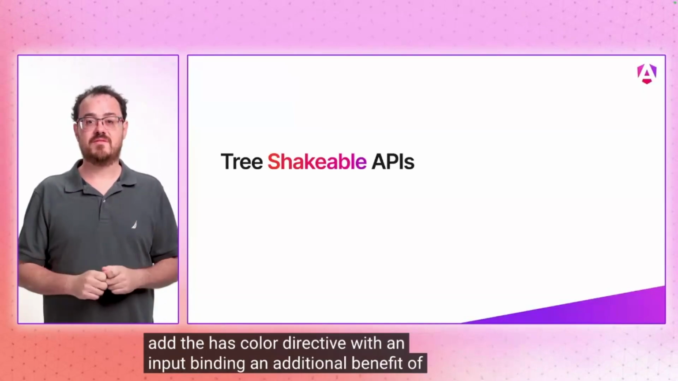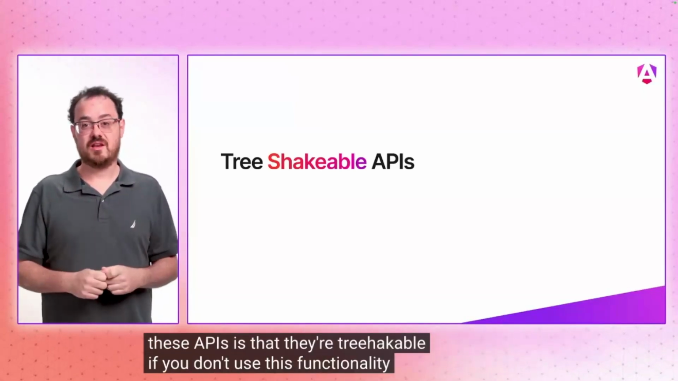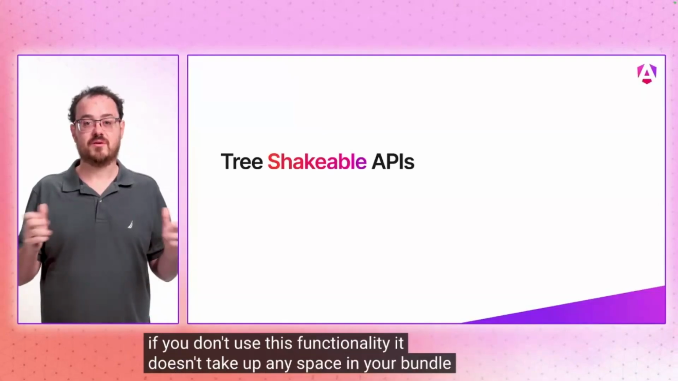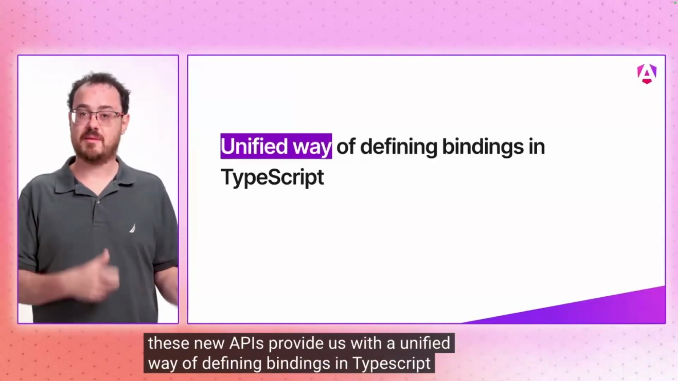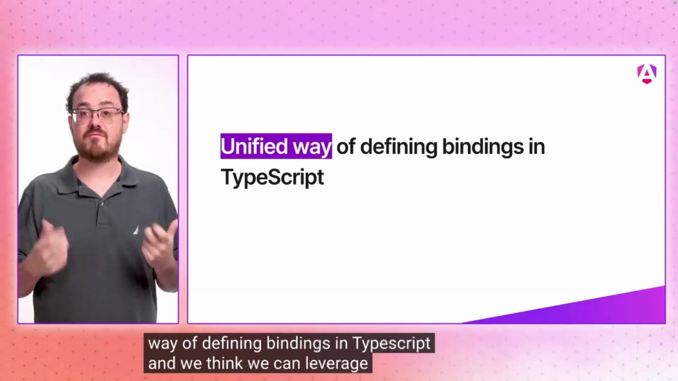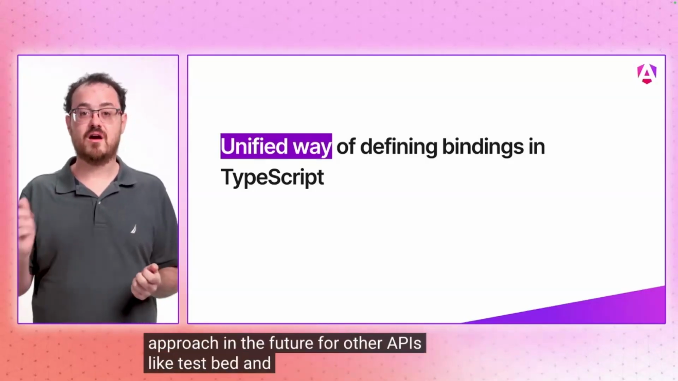An additional benefit of these APIs is that they're tree shakeable. If you don't use this functionality, it doesn't take up any space in your bundle. These new APIs provide us with a unified way of defining bindings in TypeScript, and we think we can leverage the same approach in the future for other APIs like testbed and host directives.